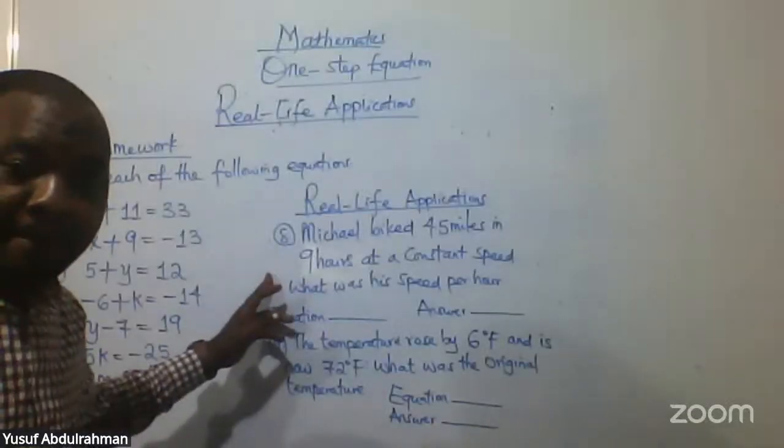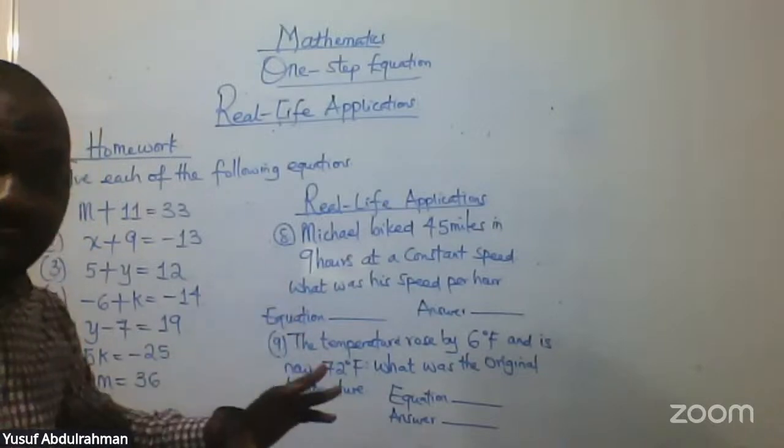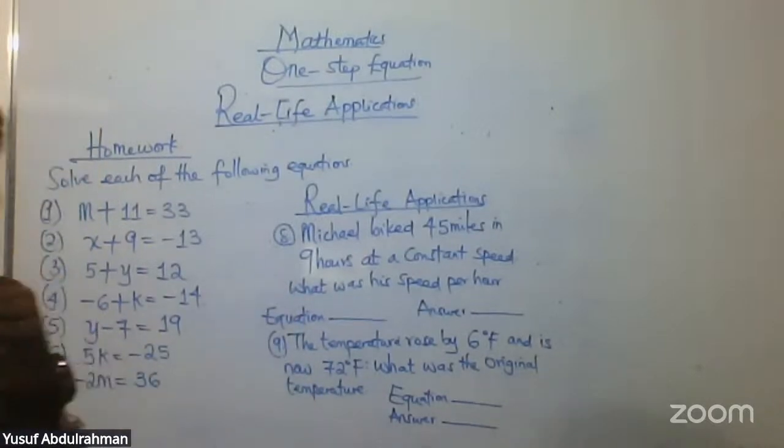I can't see number 8. Number 8, right? We can see it. Okay, you can see it now. Can you see it now? Michael biked 45 miles in 9 hours at a constant speed. What was his speed per hour? Did you get that?